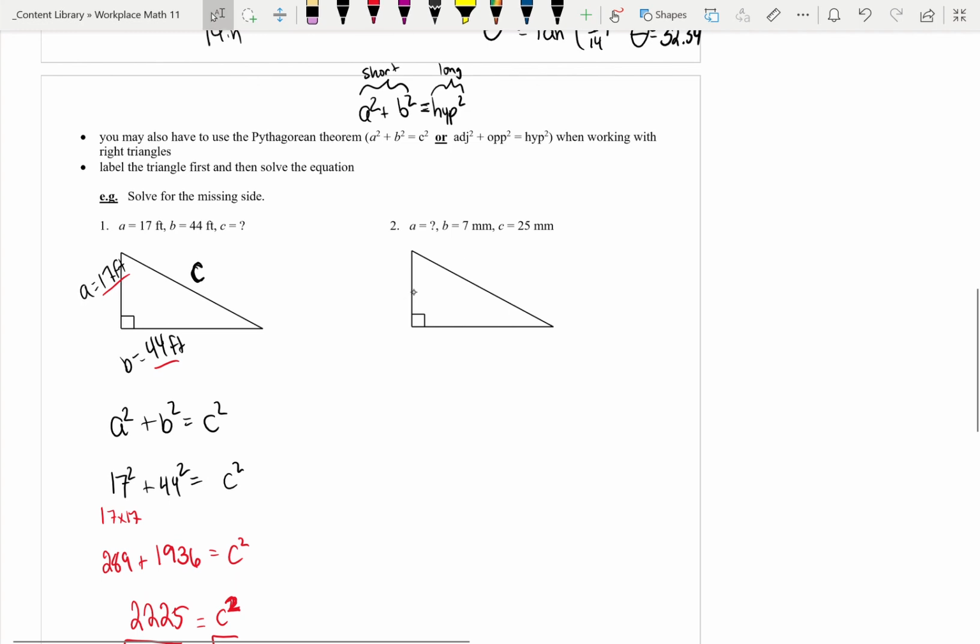I'm going to switch them. I'm going to put A down here, and I'm going to put B up here. So this is 7 millimeters, and then it gives me C is equal to 25 millimeters. And I don't know what A is. You'll see why I switched the A and B. It doesn't really matter, but for this case, I'm doing it just for the sake of keeping the triangle nice.